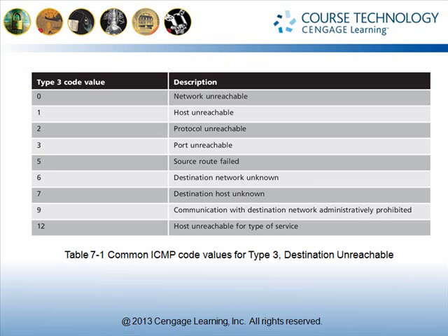This table shows us some common ICMP code values for type 3, destination unreachable. Remember we said that we've got our type field, and then our code field gives us some specific information about that type field. And these are the code values for a type 3. We can see the added info that it gives to us.